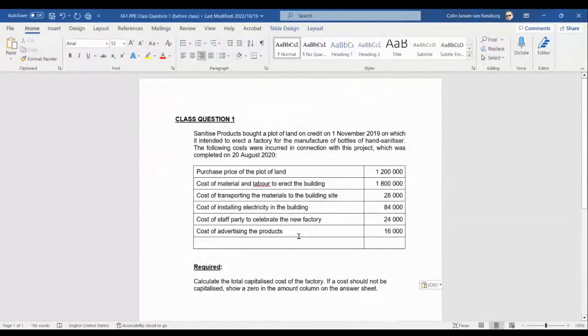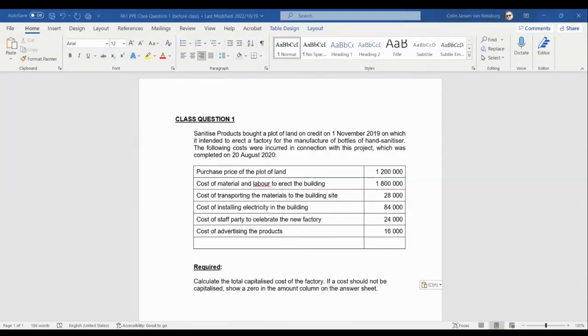Okay, now let's go to the penultimate one. The one there, they say cost of staff party to celebrate the new factory. So let us go through our normal thought processes here. The first question we ask ourselves is, is it a necessary cost? You all say no, and you are all correct.